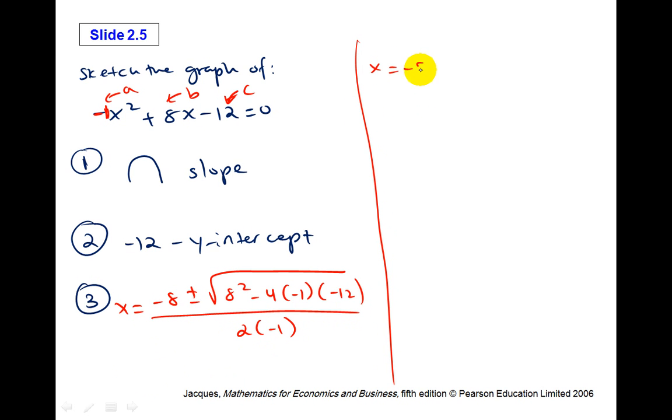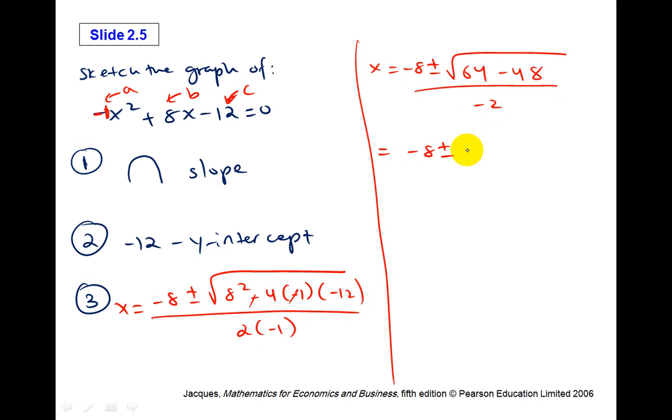x equals -8 plus or minus the square root of 64, minus 4 times 1 times 12, which is 48. Of course, you'll have minus times minus will be plus. These two, if they are cancelled, you'll be left with one minus, so it will be negative. So here, 2 times -1 will give you -2.